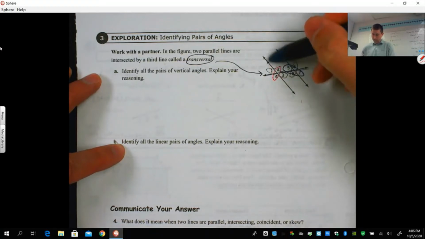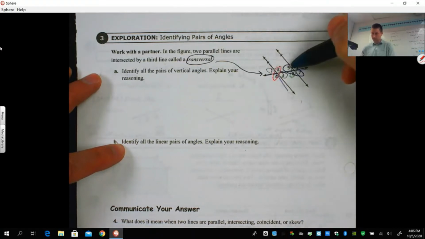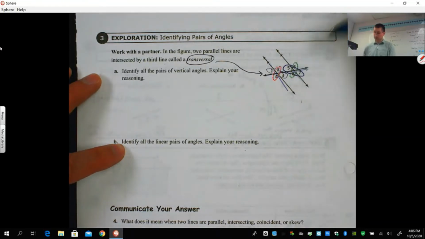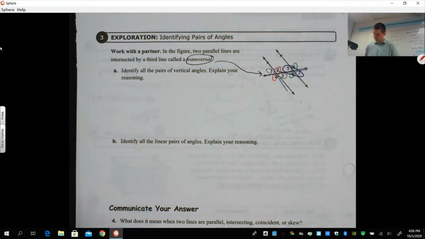1 and 4, linear pair. 2 and 3, linear pair. 5 and 6, linear pair. 7 and 8, linear pair. 5 and 8, linear pair. 6 and 7, linear pair. Lots of linear pairs.